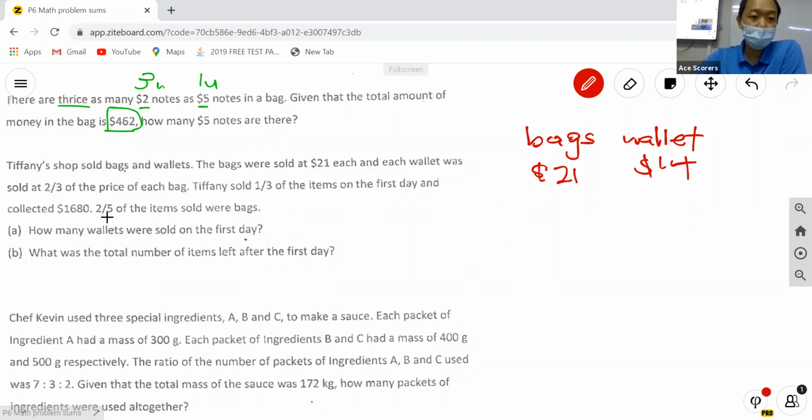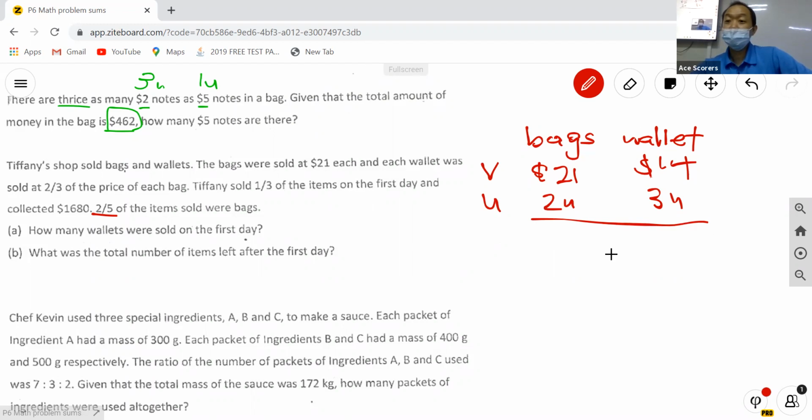See, 2 out of 5 of the items were bags. So we got the units already. 2 units, 3 units. 2 out of 5 were bags. Don't care about this first. Then 1 and 3 units, right? So what do we have? BU. Can you see BU? What do we do next? Value of one item, times the number of units, 2 and 3. So we multiply.